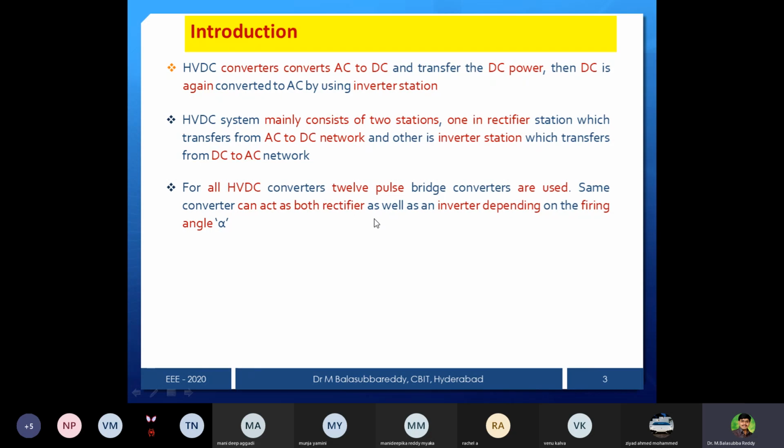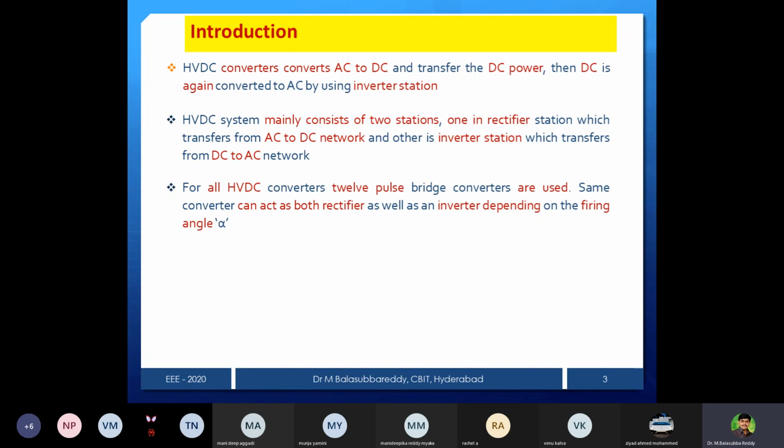All the converters in HVDC normally use 12 pulse bridge converters. That is already mentioned. Instead of a 6 pulse converter, we are using a 6 pulse converter only for analysis purposes, but practically in an HVDC system we are using 12 pulse converters. So connecting two 6 pulse converters in series will form a 12 pulse converter.